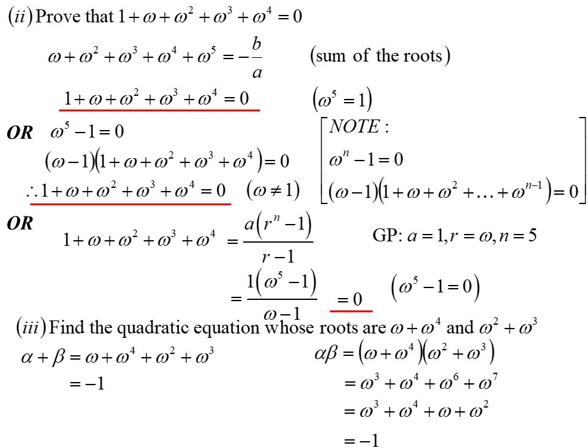Let's form our quadratic. We know it'll be x squared minus the sum of the roots, so it becomes plus x, plus the product of the roots, minus 1 equals 0. That's the equation that would have those two things as the solution.